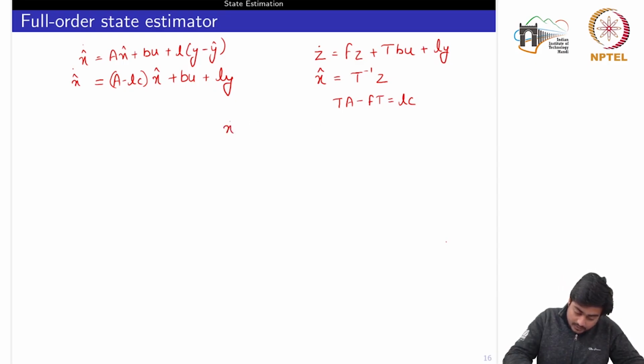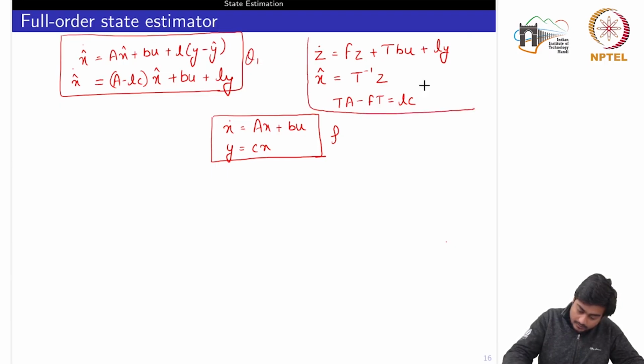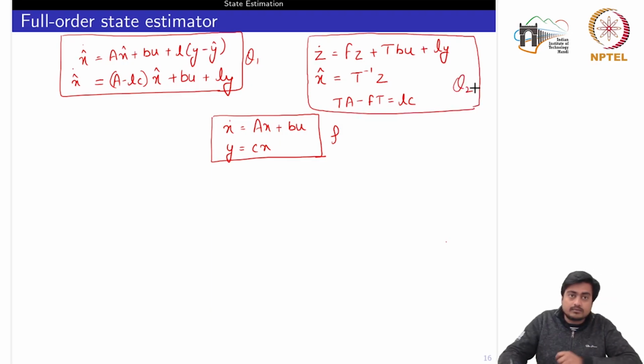For the given plant, let's write the equation of the plant also. Let's call it the plant, and this one is the observer 1, and this one was the observer 2.